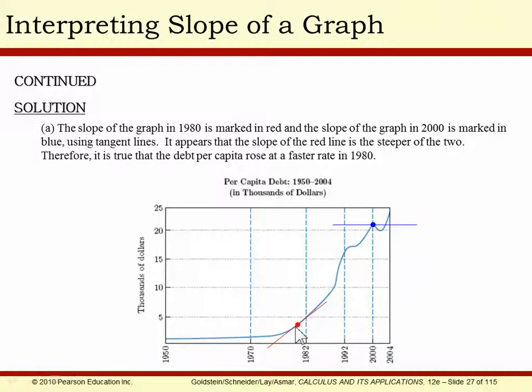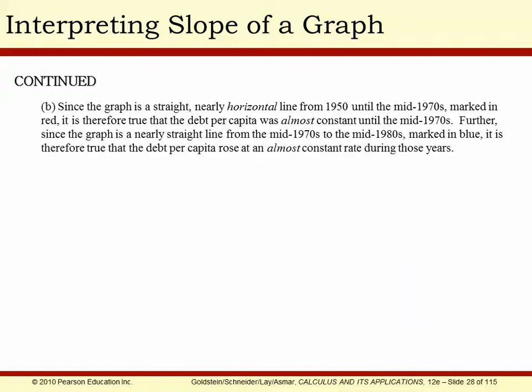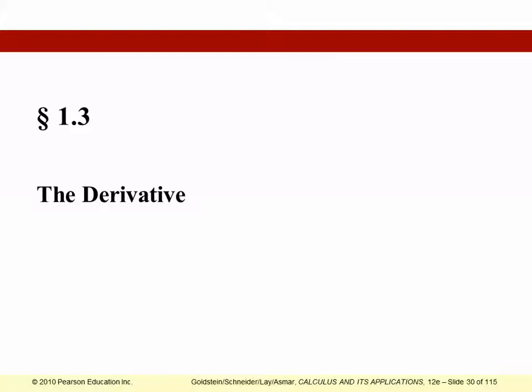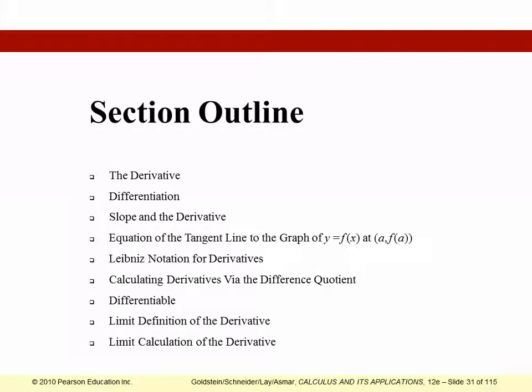So in section 1.2, we looked at just drawing lines on the graph and making an intuitive guess, and then saying, okay, what's the slope of the line we just drew? All right. Now, in section 1.3, given an equation, we're going to learn how to determine the slope of the equation, okay, or the graph. So the section outline for this is we're starting out first with the derivative.